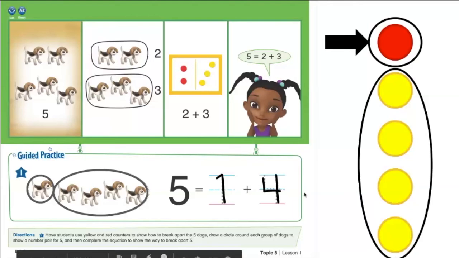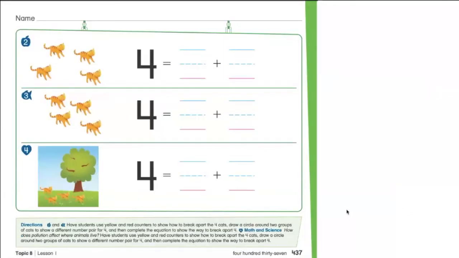Just to make sure, let's see if it still equals 5 when we put all of the counters together. 1, 2, 3, 4, 5. Did we get it right? Awesome job, friends. So when you put 1 and 4 together, it equals 5. Let's go ahead and move on to the rest of the guided practice together.